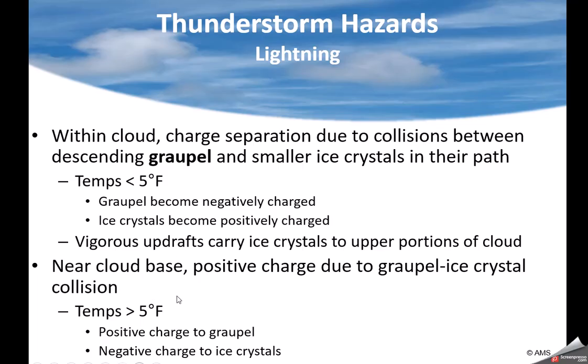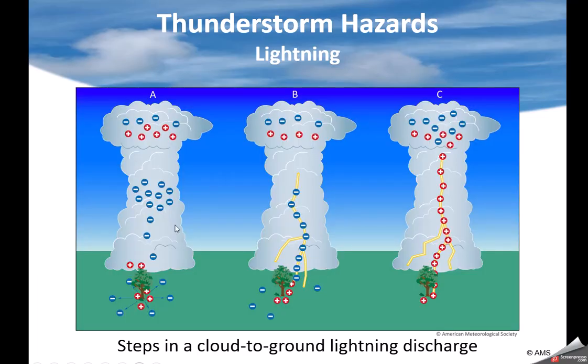Now, as you go down towards the base, you're getting more and more change in temperature. And all of a sudden, we switch. We have a positive charge for graupel and a negative charge for ice crystals. Again, separating out where charges are changing, and you might get lightning up here. Now you're down here, it's going to switch. So you wind up with steps where the lightning transfers down to the ground.